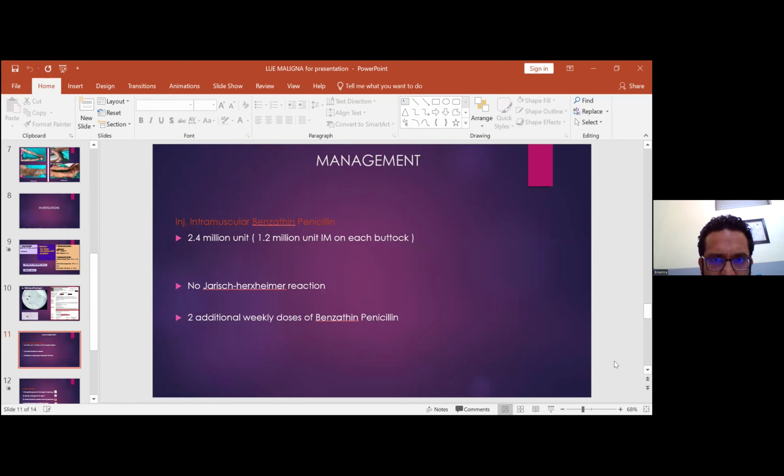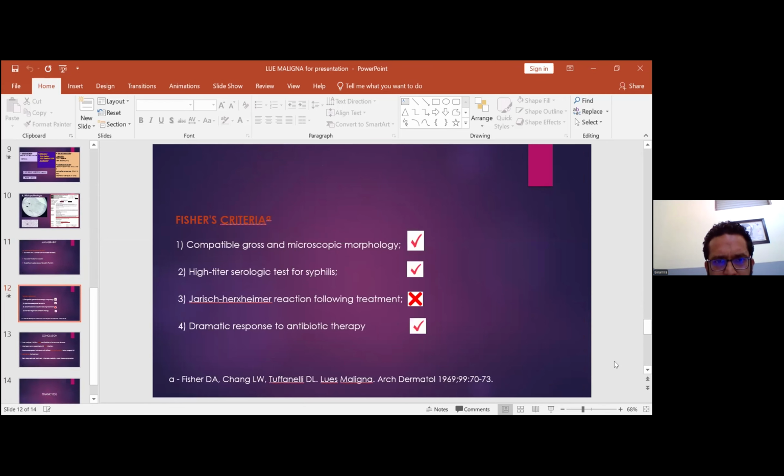We treated the patient with intramuscular benzathine penicillin, 2.4 million units, 1.2 in each buttock. We continued that for 3 weeks. And then we admitted the patient for 23 to 24 days until she got very well. So there was no reaction.